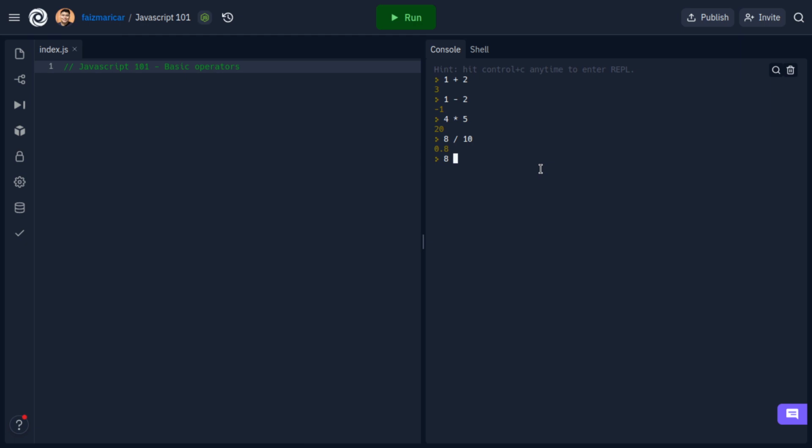So if I have 8 modulus 3, you get 2, because 8 divided by 3 is 2 with 2 remainder, or you have 2 left over. And then lastly, you have your exponentiation, which is your power. So if I have 2 to the power of 8, so that's 2 stars, you get 256. So that is your exponent operator here.